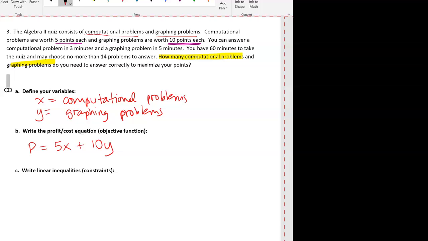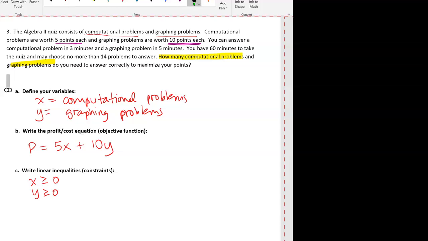And then now you need the linear constraints, or the inequalities. So let's write those first 2 out that we have been talking about. So x greater than or equal to 0, and then y greater than or equal to 0. So you can't answer a negative number of problems. So that's why both of those are above 0.